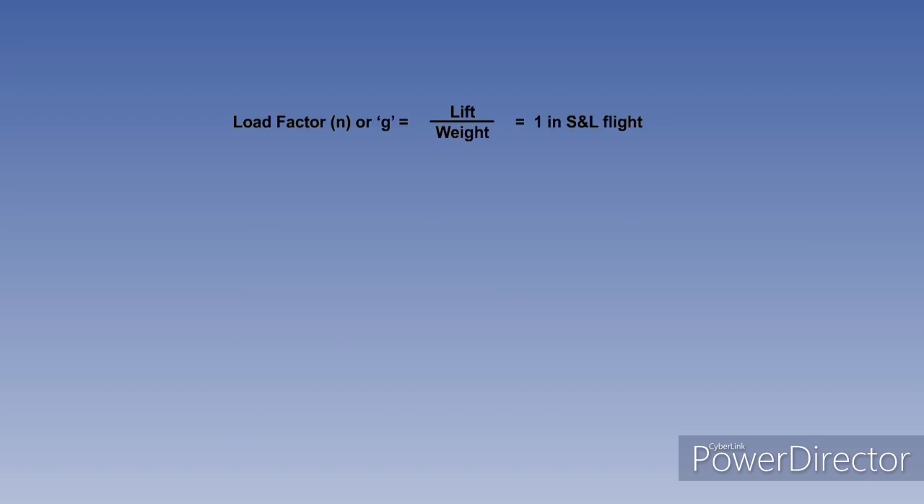In straight and level flight, the weight of the aircraft is balanced by the lift. So the load factor, which is lift over weight, is 1. Whilst n in brackets is the correct symbol for load factor, the relationship between lift and weight has for years been popularly known as G. 1G corresponds to the force normally acting on us, that is, gravity.